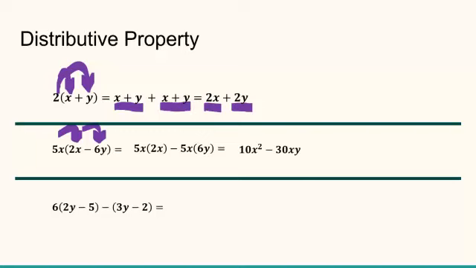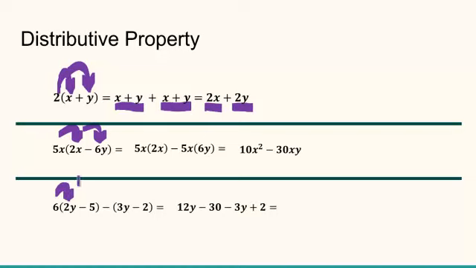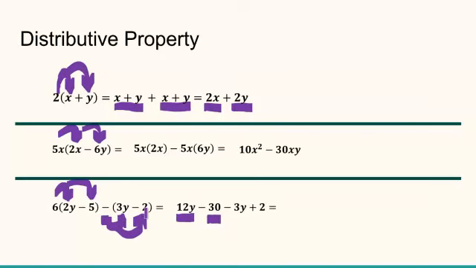Moving along and doing a little one that's a little more complicated, I'm going to do this 6 times 2y, that's going to be 12y, minus 6 times 5, that's minus 30. Now be sure that this minus sign goes to both these two guys because it is minus 3y and minus the minus 2. Notice how I wrote minus 3y and plus 2 because minus a minus 2 is plus 2.